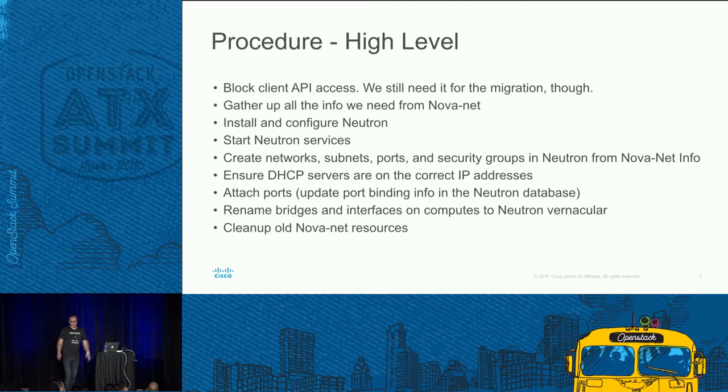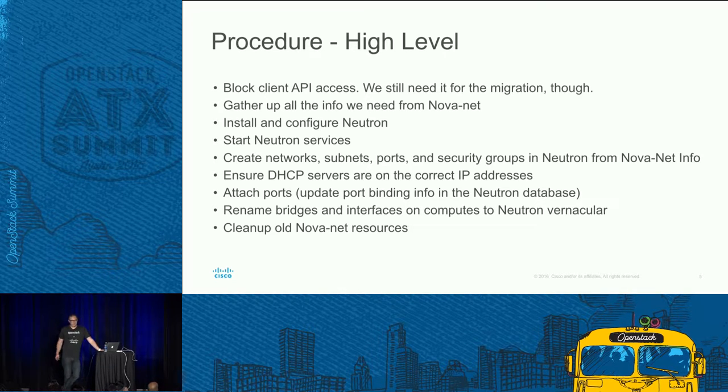So you need to block client API access. That is a caveat I should point out: there's not a control plane outage, but tenants can no longer make API calls during the time of the migration. Their VMs will still work. Interconnectivity between the VMs and upstream connectivity through the hardware gateway all works. They just can't make API calls, can't launch new VMs, delete them, whatever.